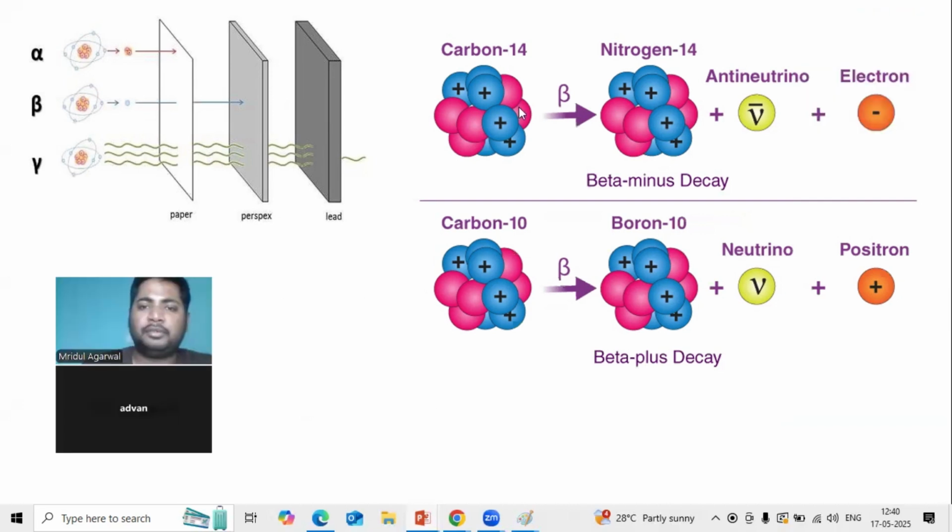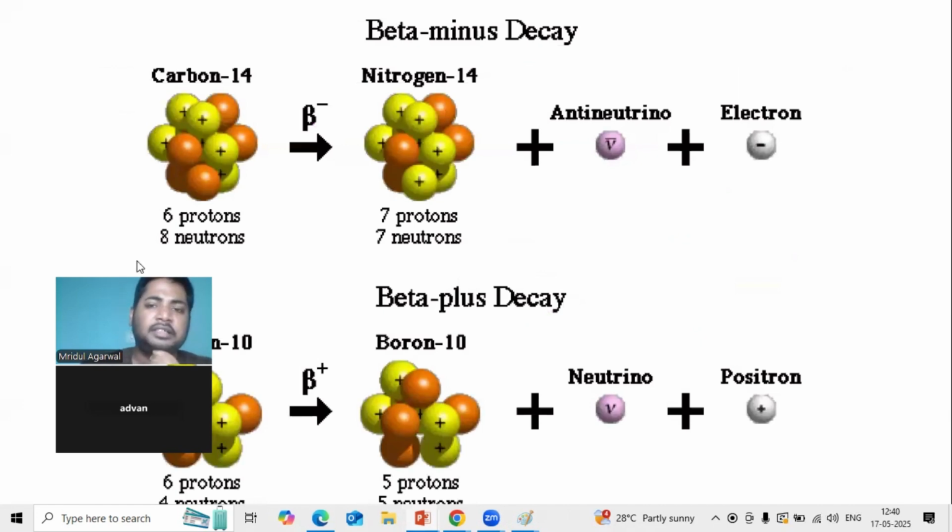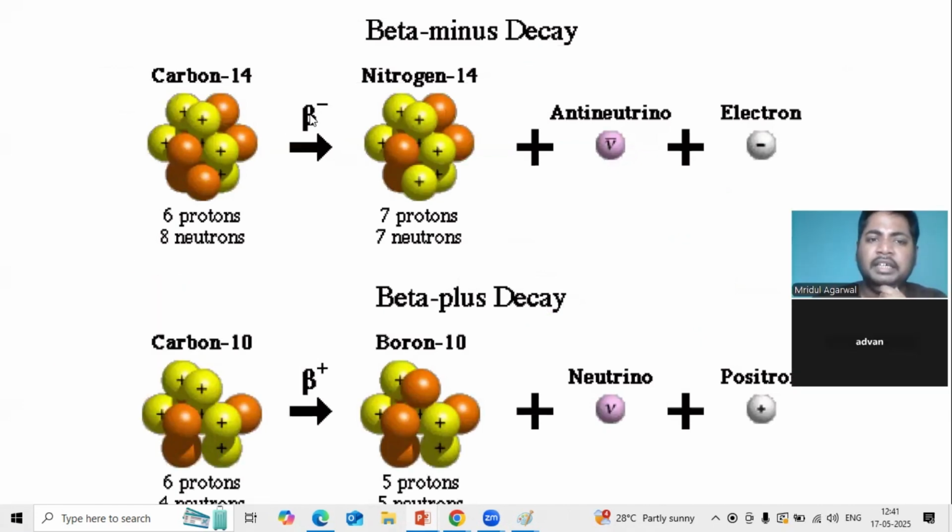Okay, and if you talk about this carbon 14, if it decays by beta minus decay, what will it form? It will form nitrogen 14. And this would be your antineutrino, and this is your electron. Correct. Similarly, carbon 10 will decay into boron 10, and this will be your neutrino particle, and there will be a positron over here. You remember this? So when it's a beta minus decay, you have an antineutrino and an electron coming out. Suppose this is your 6 proton, 8 neutron case. It will decay to 7 proton, 7 neutron.